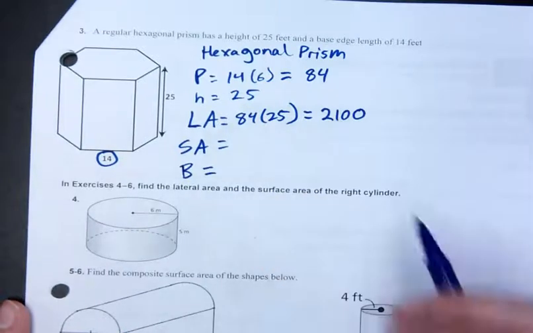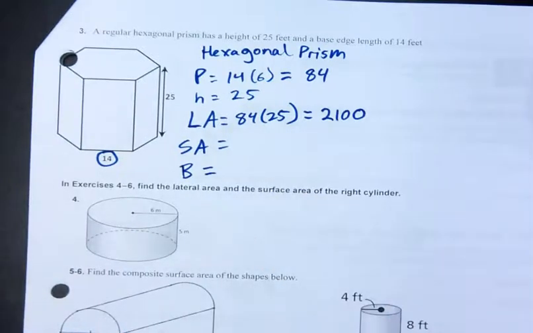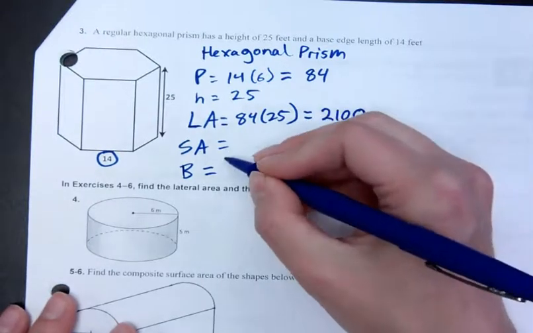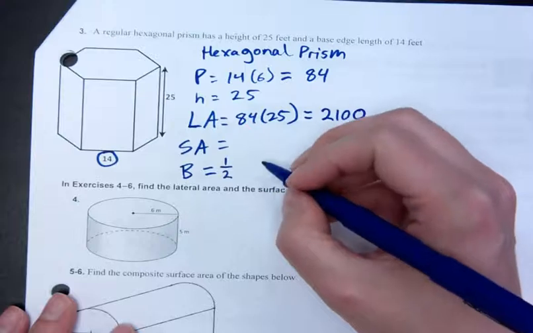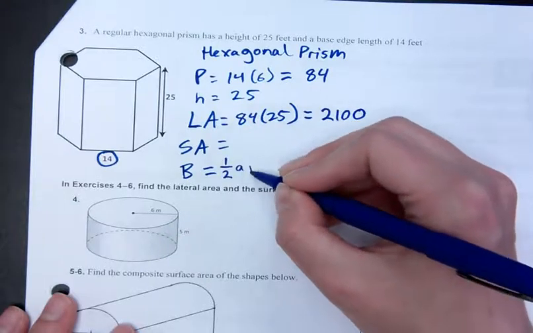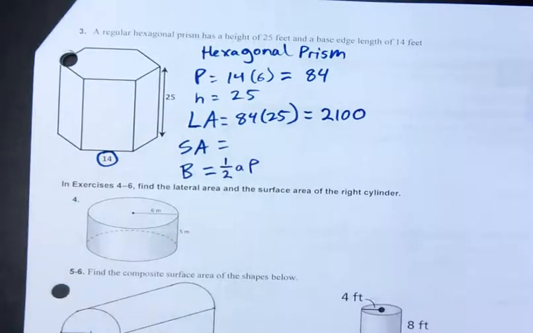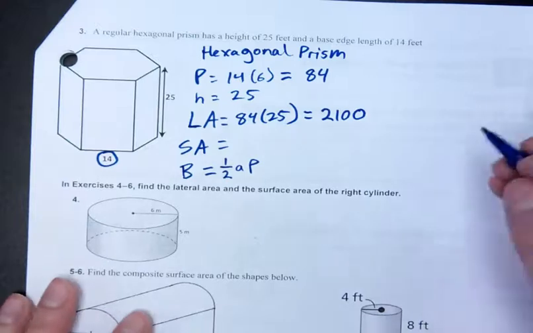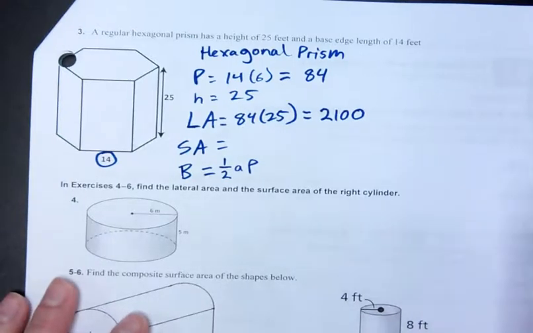Okay, so how do we find the area of the base? It's the regular polygon formula. It's 1/2 apothem times perimeter. We already found the perimeter. And so we need to find the apothem. Did they give us the apothem here?